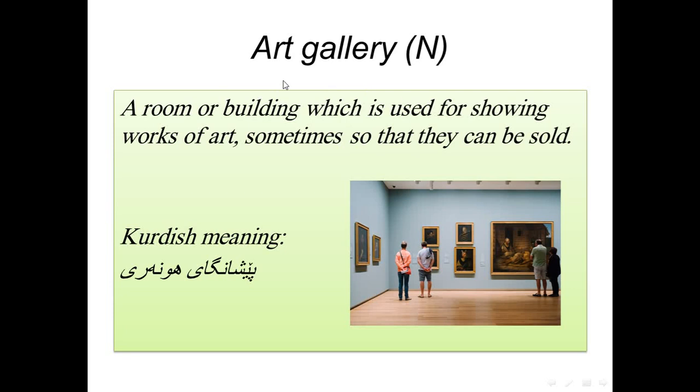In this lesson, like other lessons in the previous slides, we will be learning many new vocabulary in English. The first vocabulary here in Lesson 4 is art gallery. Its word form is noun. Art gallery is a room or building which is used for showing works of art, sometimes so that they can be sold. The Kurdish meaning of this vocabulary is Peshangai Huneri.